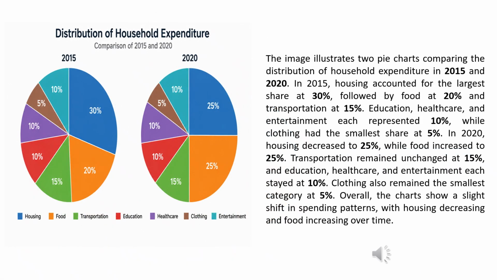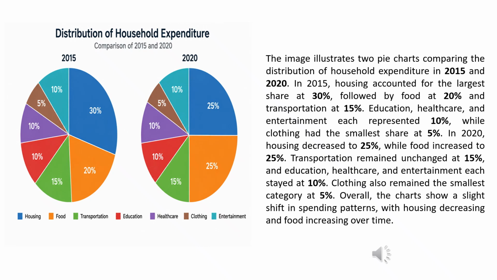The image illustrates two pie charts comparing the distribution of household expenditure in 2015 and 2020. In 2015, housing accounted for the largest share at 30%, followed by food at 20% and transportation at 15%. Education, healthcare, and entertainment each represented 10%, while clothing had the smallest share at 5%.